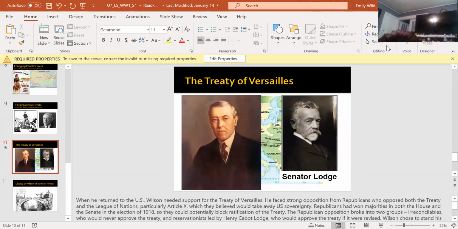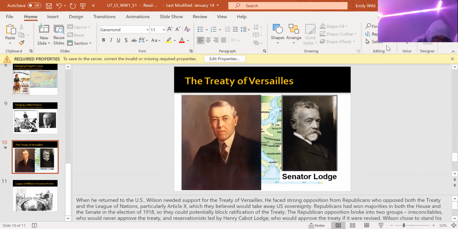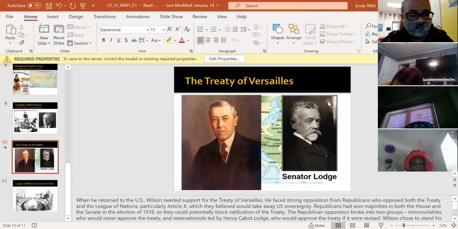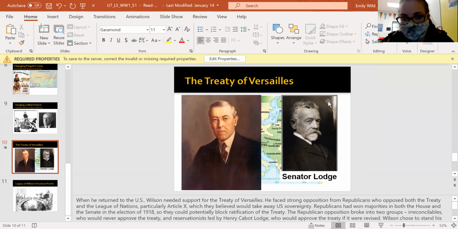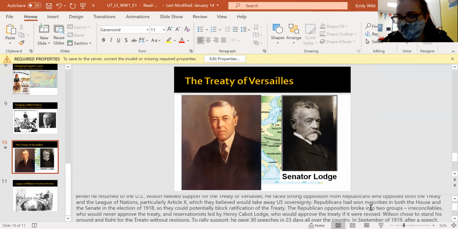However, the 14 points, especially the League of Nations, was vastly unpopular in the United States, especially from Republicans. Republicans in the United States believed that the United States had no business being involved in foreign affairs after the war was over. And most of their opposition was centered on this idea of the League of Nations.